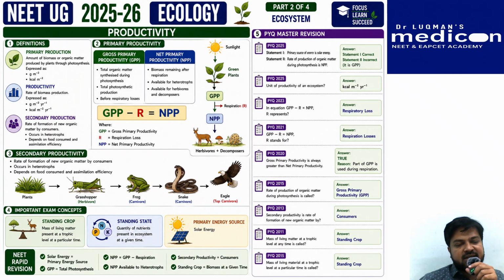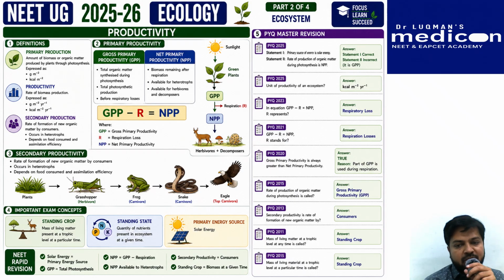Secondary production is the rate of formation of new organic matter by consumers. It occurs in heterotrophs and depends on food consumed and assimilation efficiency. All these are the factors for secondary production. Let's see about primary production. In primary production, there are two types: one is gross primary productivity and another is net primary productivity.